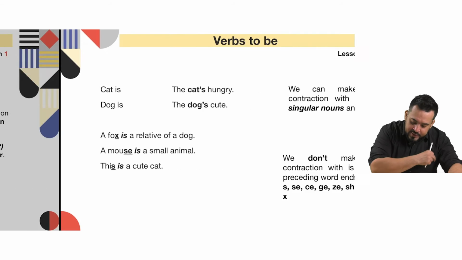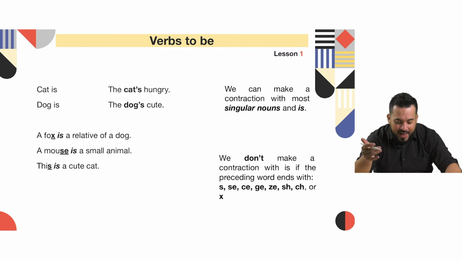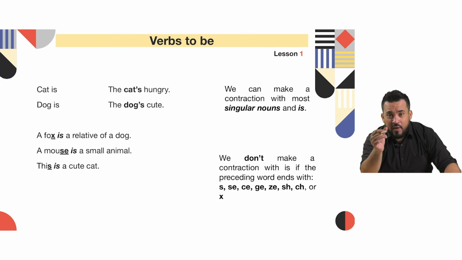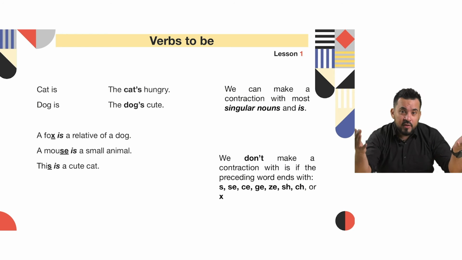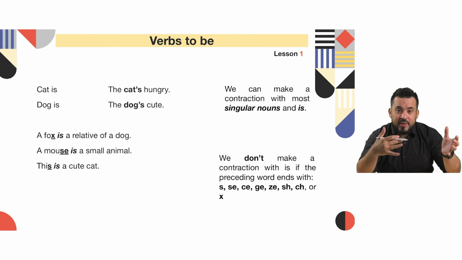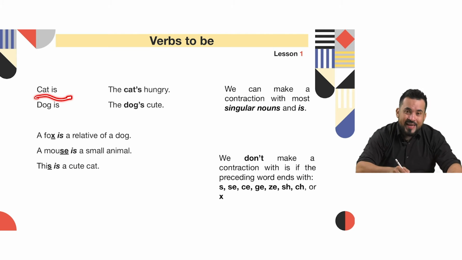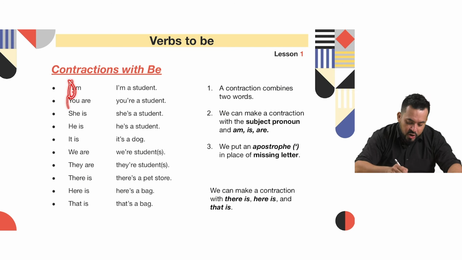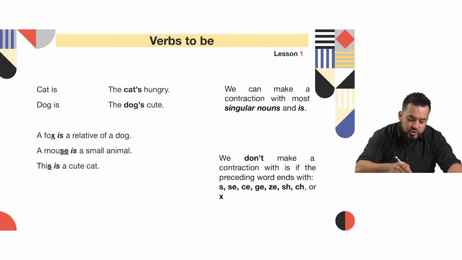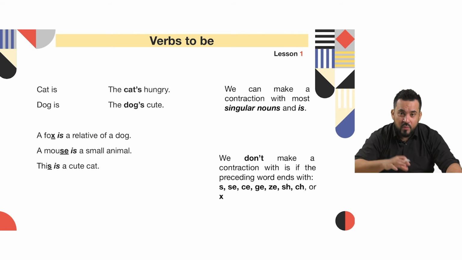Okay. Let's take a look at the next one. Cat is, dog is. All right. Here in this case, we're not using a pronoun. We're using the actual noun, the actual subject, cat or dog. Still, we can contract the verb to be that follows. So we say the cat's hungry. The dog's cute. Okay, so we can use it with the pronouns as we did here, I, you, he, she, it, or we, or we can use it with the actual subject, the actual noun.